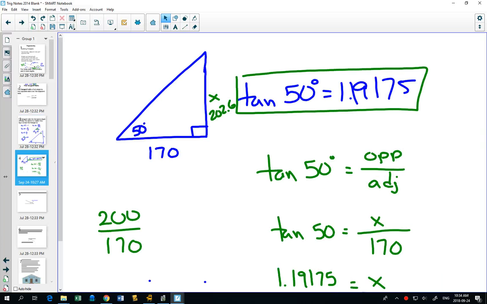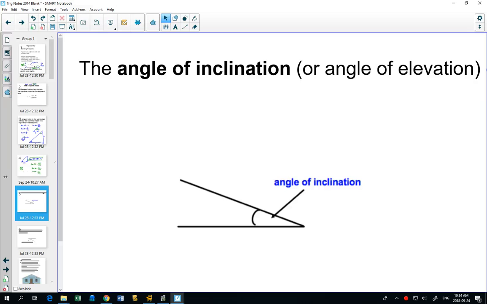And we need to sort of convert. It's a lot like conversions. We sort of set up a ratio just like we can set up a ratio with conversions. All right, let's continue with some more definitions.